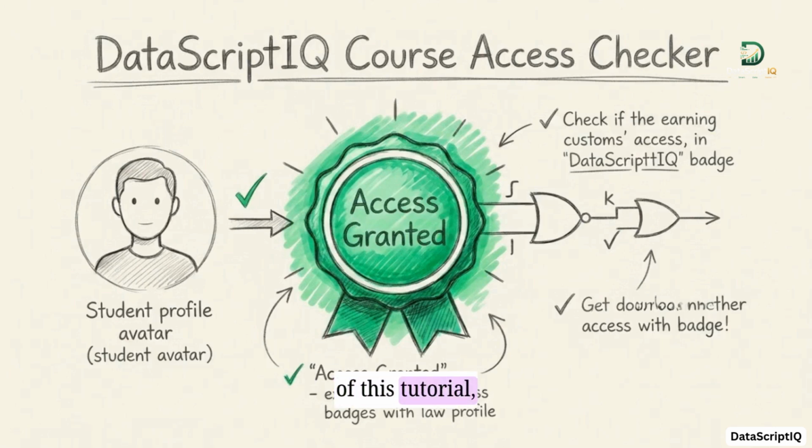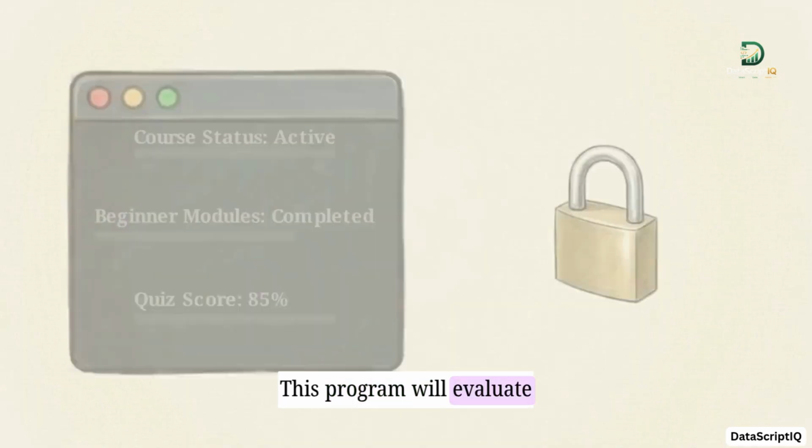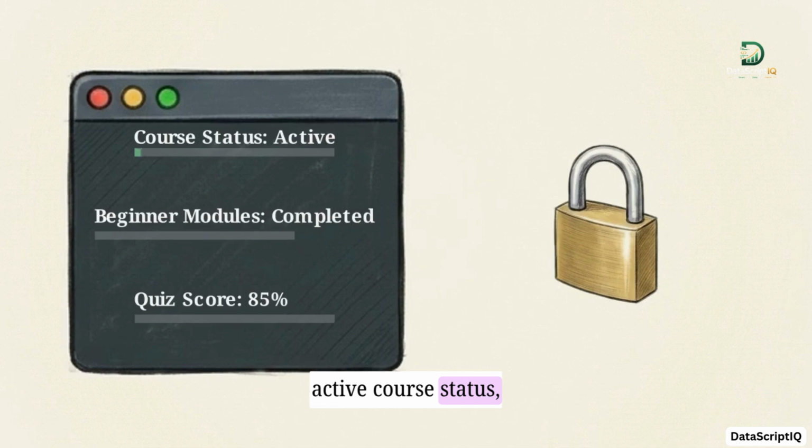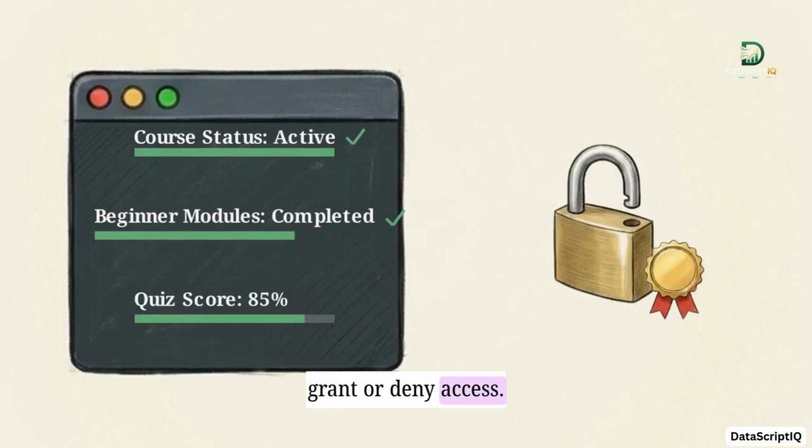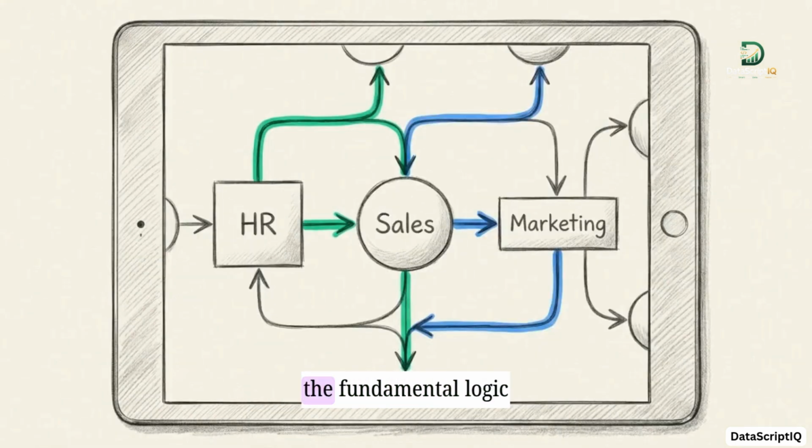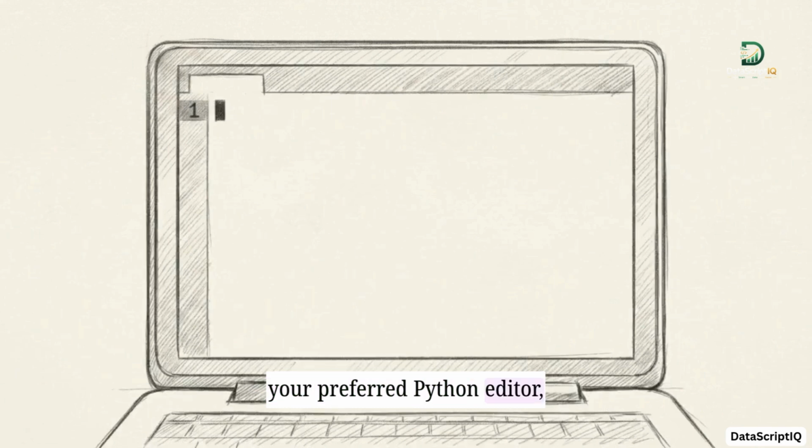By the end of this tutorial, you will build a dynamic DataScriptIQ course access checker that makes automated decisions. This program will evaluate a student's active course status, verify if they have completed the required beginner modules, and calculate their specific quiz scores to grant or deny access. Writing conditional statements is the fundamental logic used to build functional business tools. Open your preferred Python editor, and let's start writing our first condition.